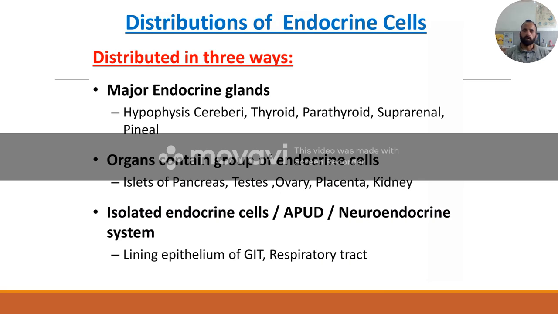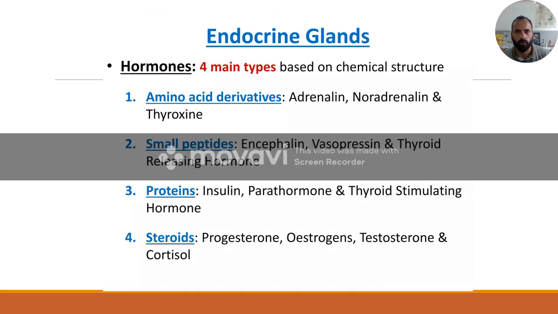Besides these, you have small solitary cells in some parts of the body which singly act as the endocrine system, or we call it the neuroendocrine system. You have the APUD, amine precursor uptake decarboxylase, type of cells. Examples are the lining epithelium of the GIT, where there are some solitary cells that act as the endocrine system. In the respiratory tract also, there are some cells that will secrete endocrine secretions.